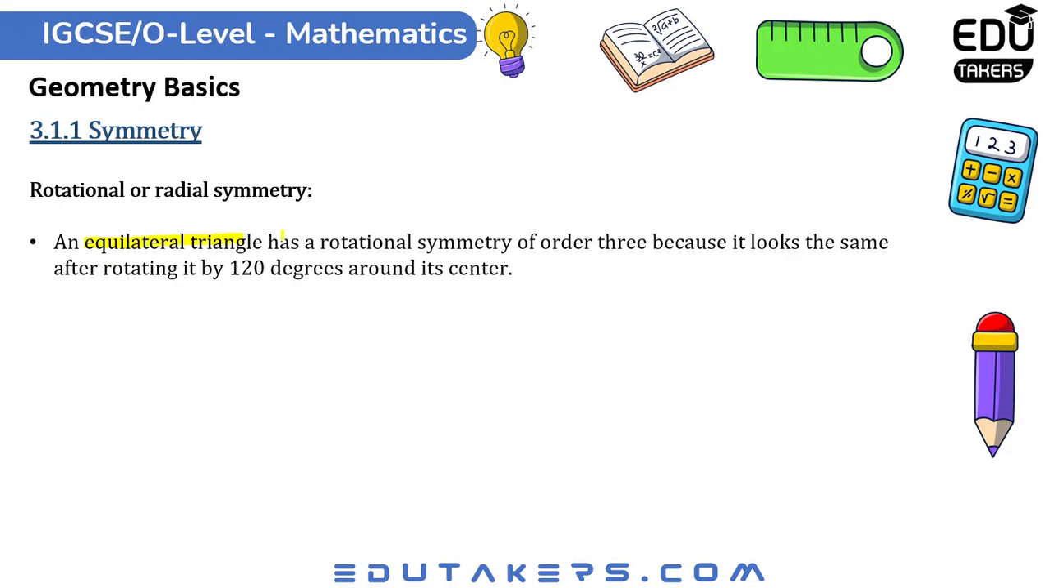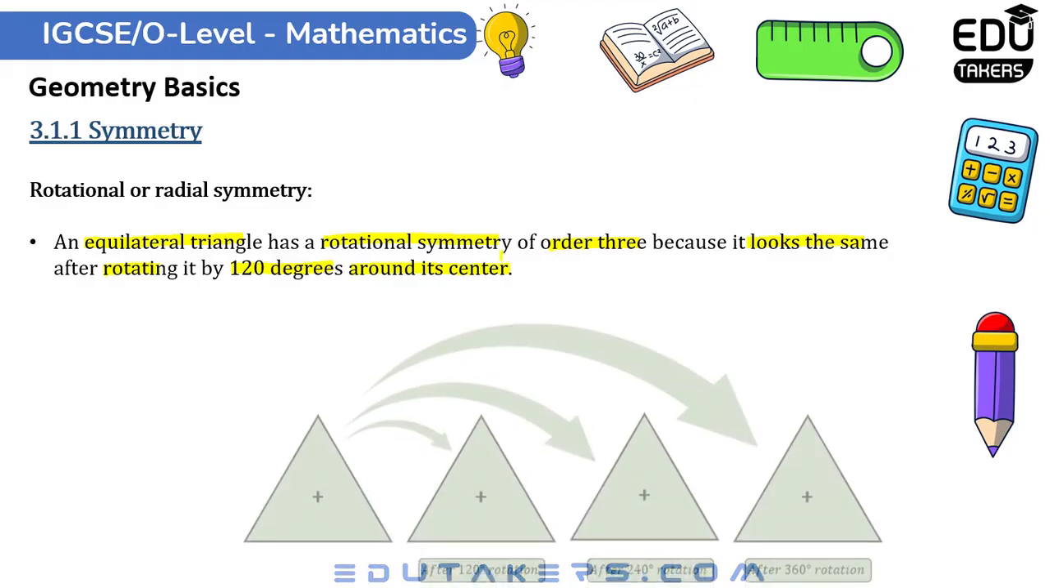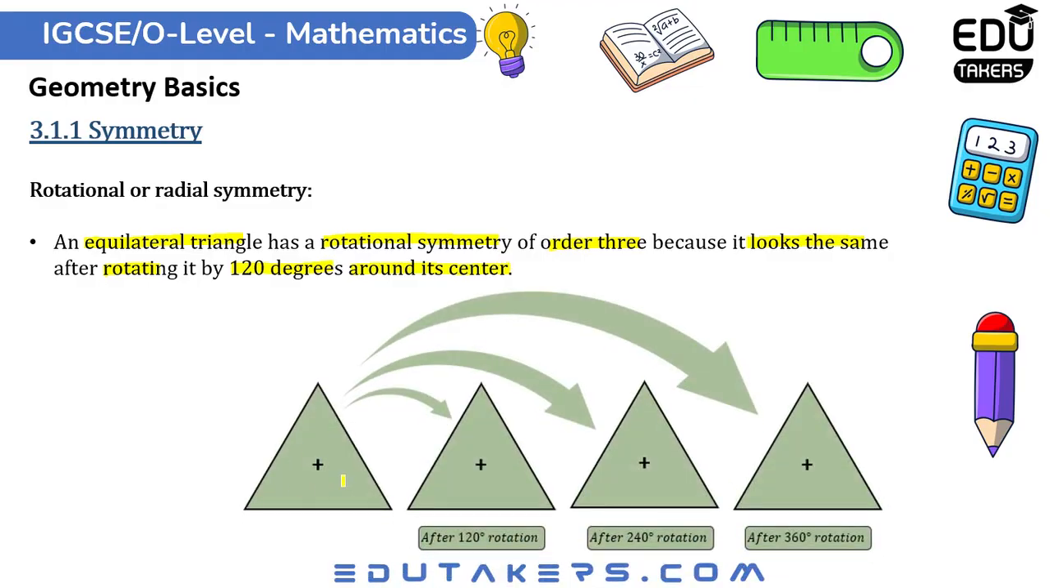An equilateral triangle has a rotational symmetry of order 3 because it looks the same after rotating it by 120 degrees around its center. When we rotate it 120 degrees, it is like this. When we rotate this again 120 degrees, the total will be 240, and it is like this. And then after 360 degrees, it's this.